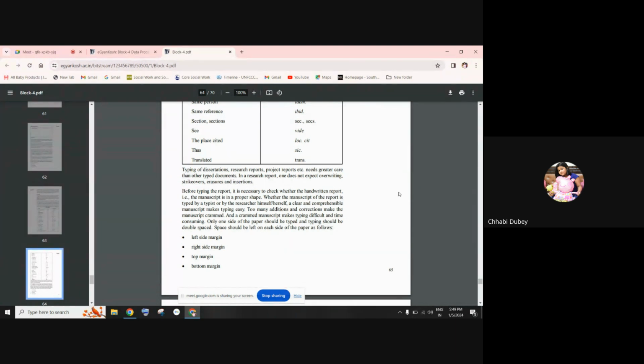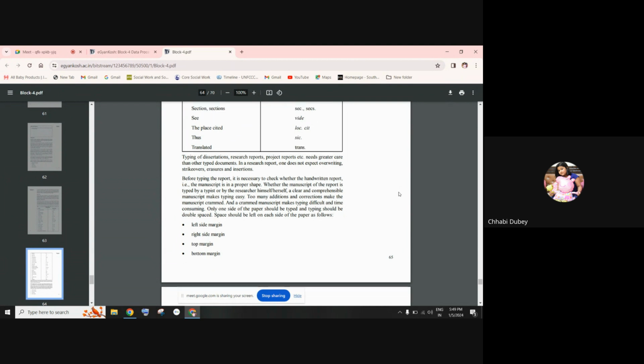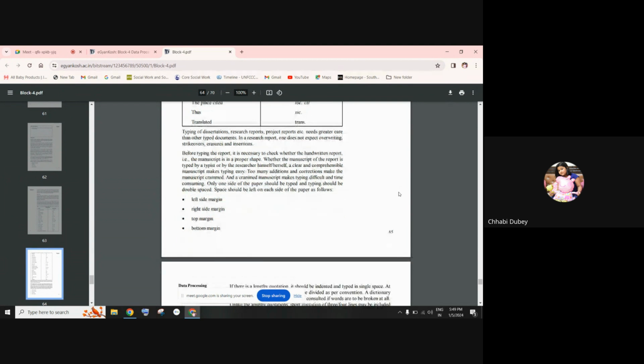And they have also written that any crammed manuscript should be avoided, and only one side of the paper should be typed, and typing should be double spaced. Okay, so spaces should be left on each side of the paper as followed. So the arrangement of these margins should be done accordingly.